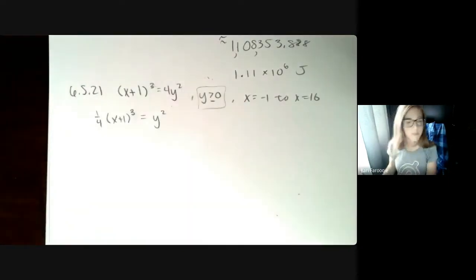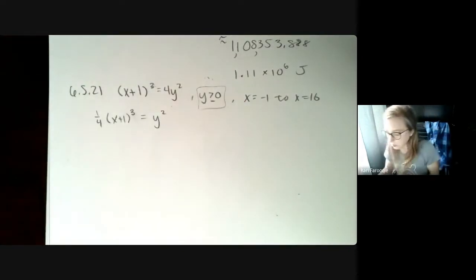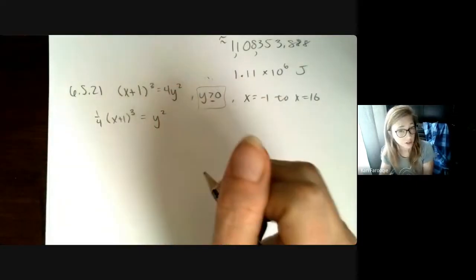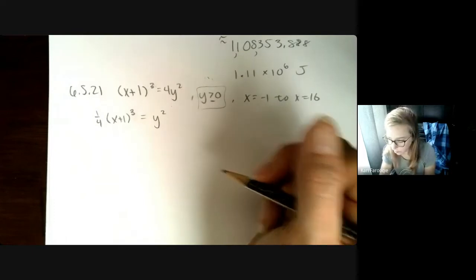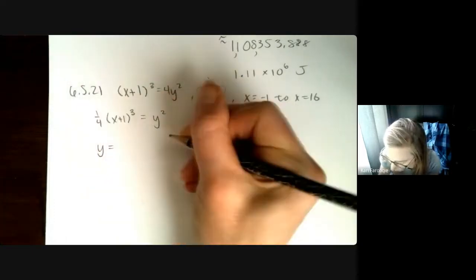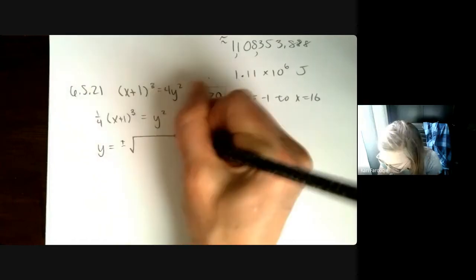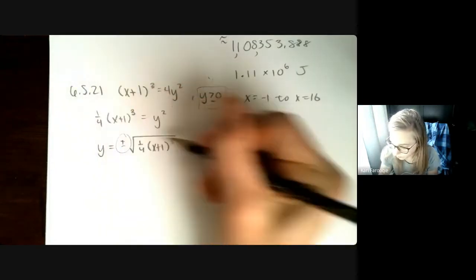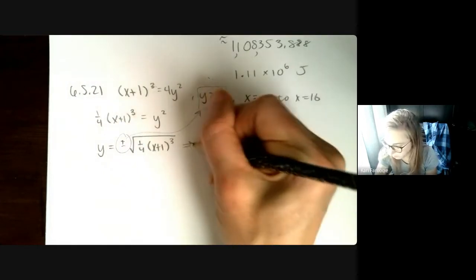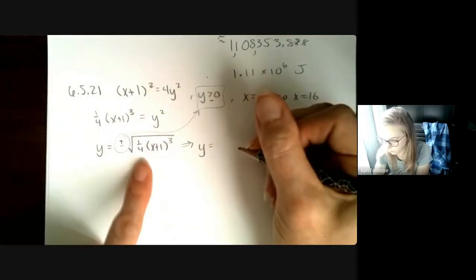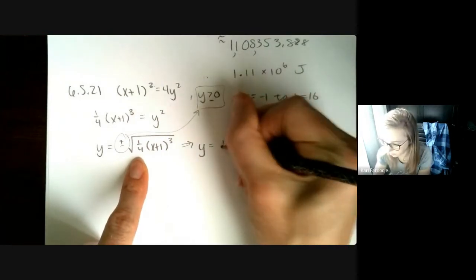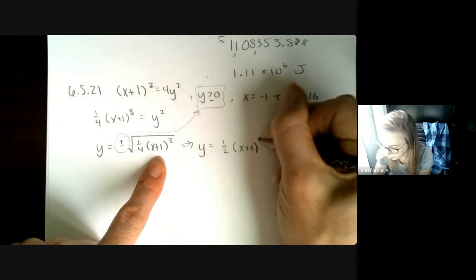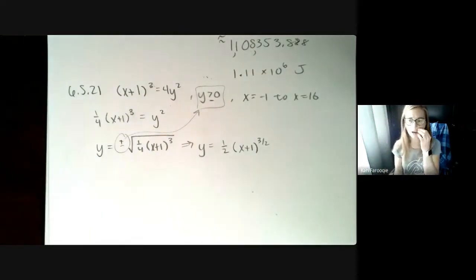Equals y squared. Then we'll take the square root of both sides, and we know that y is positive. So instead of taking the plus or minus square root, we'll just use the plus. Officially we're saying y equals plus or minus this, but because we know y is positive, first we'll take the square root of 1/4, and you'll get 1/2. And then this will be x plus 1 to the 3/2 power.